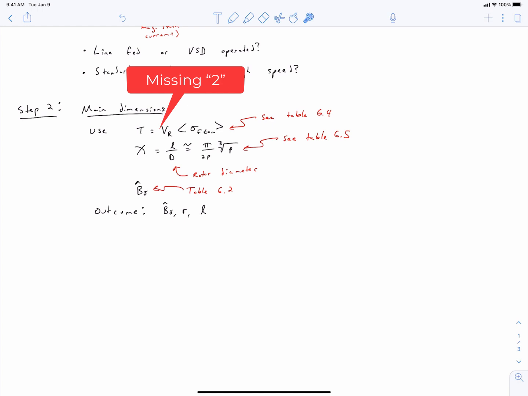And so for these types of motors, for line-fed motors, the general recommended practice is that you maintain a certain aspect ratio between the rotor length and the rotor diameter. And table 6.5 of your textbook presents guidelines on this for different machine configurations and types. For the induction motor, it's recommended that this aspect ratio roughly follow this equation here. And this equation is evaluated as pi over 2 times the number of pole pairs times the cubic root of the number of pole pairs. So this p is not power, it's number of pole pairs.